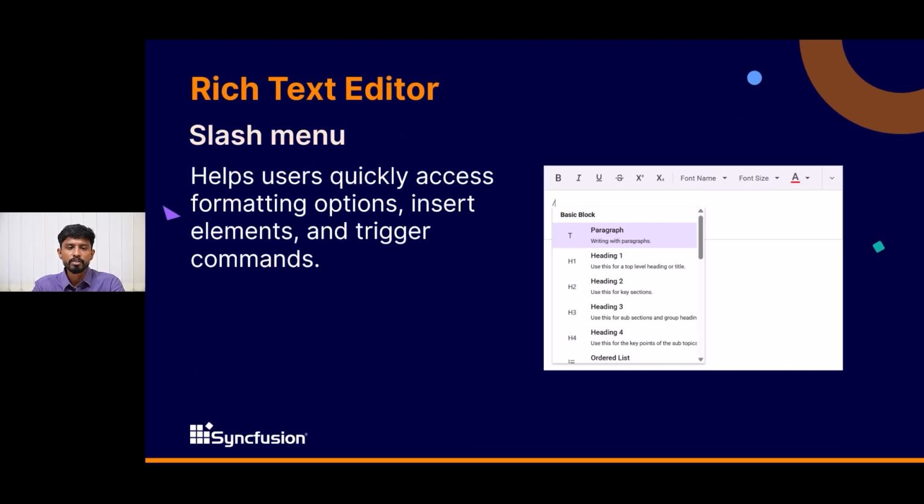The next component is rich text editor. Similar to diagram, most of the features are similar to Essential JS2 components, but we have slash menu support here. The slash command menu support, triggered by slash, helps users quickly access formatting options, insert elements like images, tables, and headings, and trigger commands. This feature enhances the user experience by simplifying the process of applying styles and inserting content.